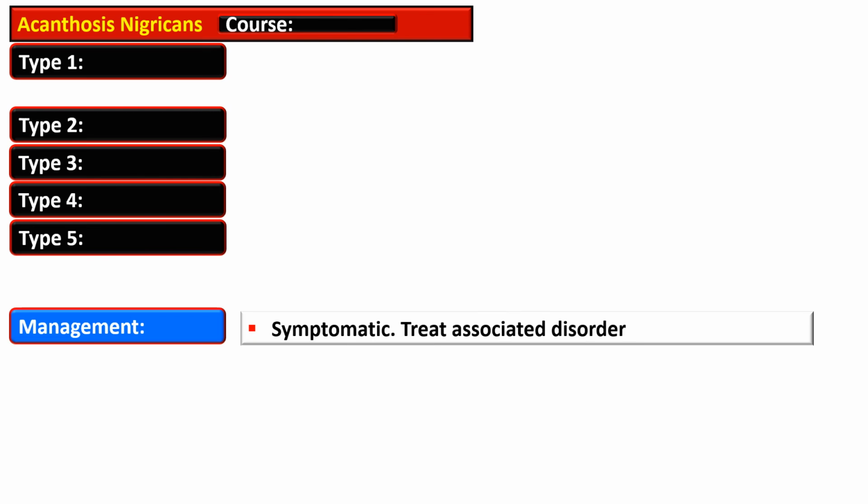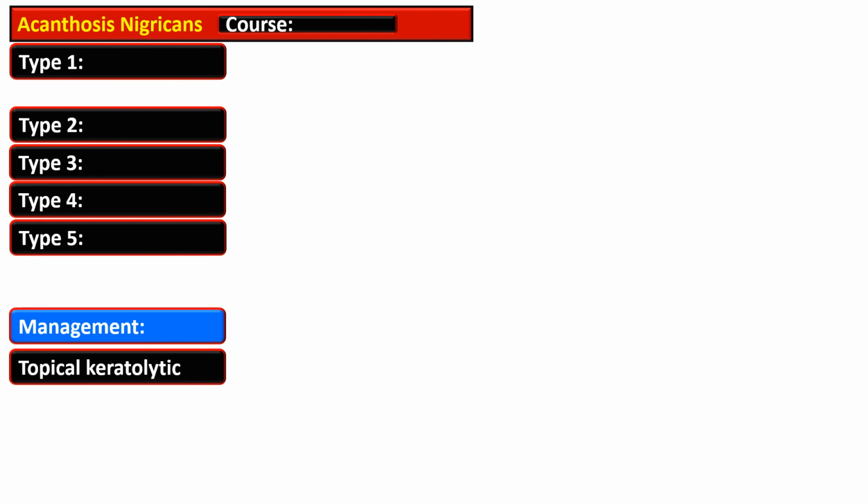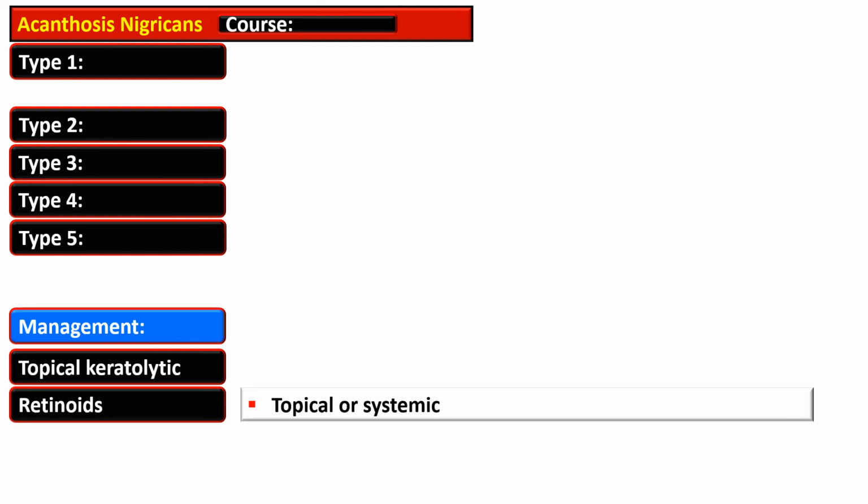The management of the cases is symptomatic and treatment of the underlying cause, and also topical keratolytics and retinoids, both topical and systemic, are helpful.